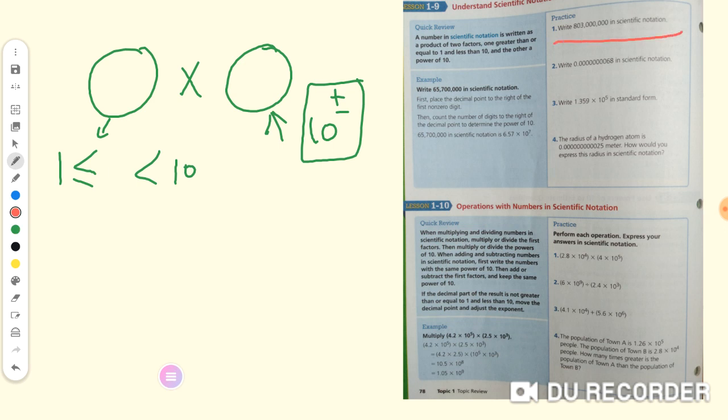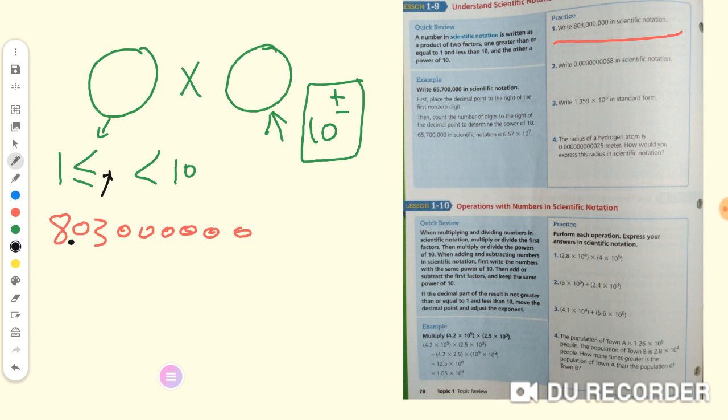Okay, it's 8, 0, 3, 1, 2, 3, 4, 5, 6, 0. How to write it in the scientific way? Actually, we try to put the point in the best place to satisfy this condition. I need a number between 1 and 10, so I can put the point here.